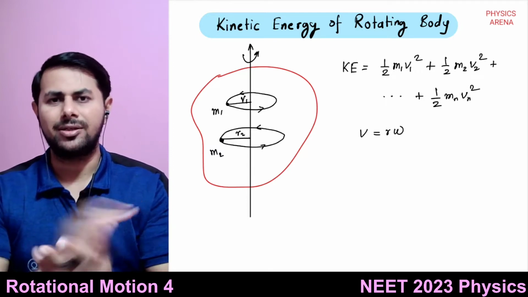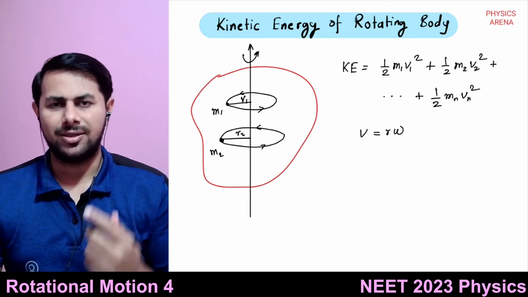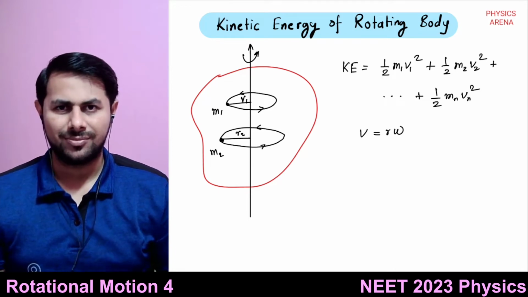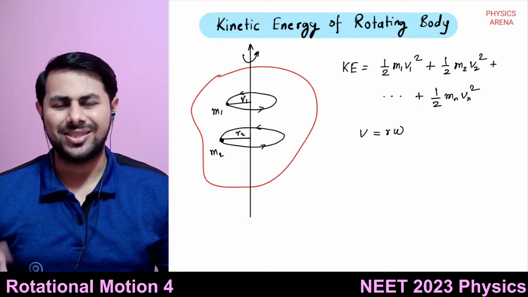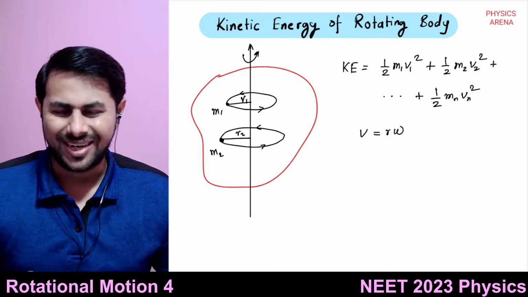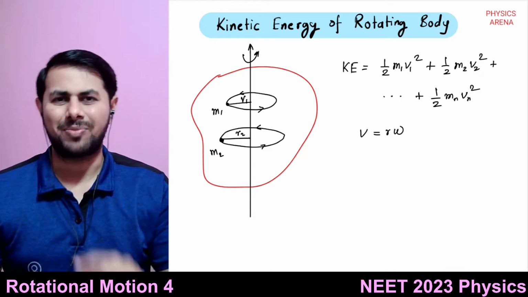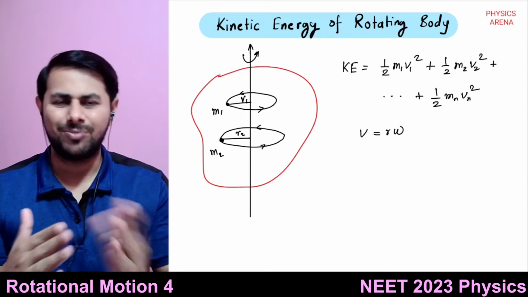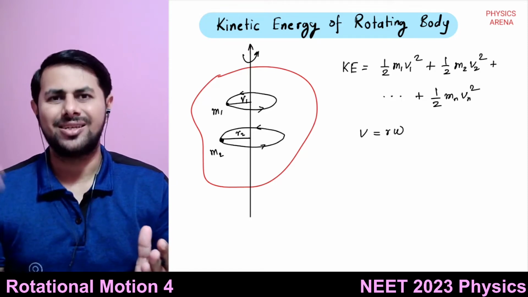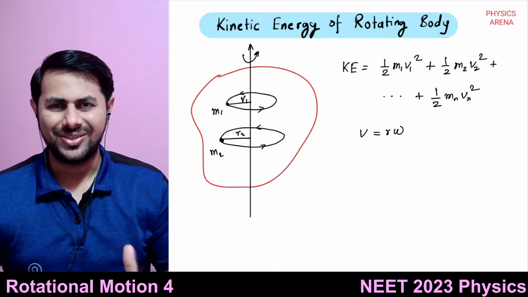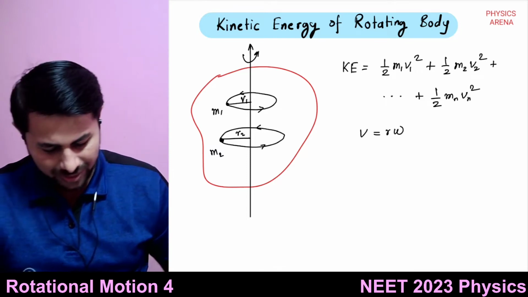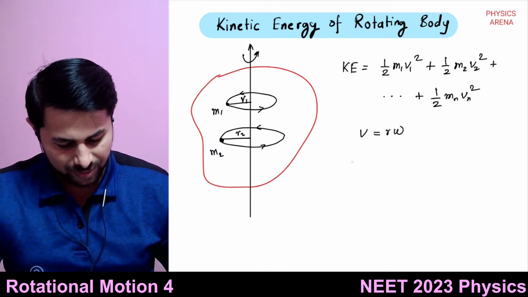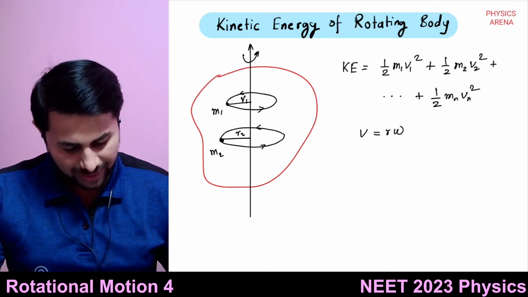All particles will revolve through the same angle in the same amount of time. Otherwise there will be a change in the shape of the body, right? If particles rotate through different angles, then some particles will move ahead and some particles will be left far behind, so there will be a change in shape of the body. So omega is the same, right?